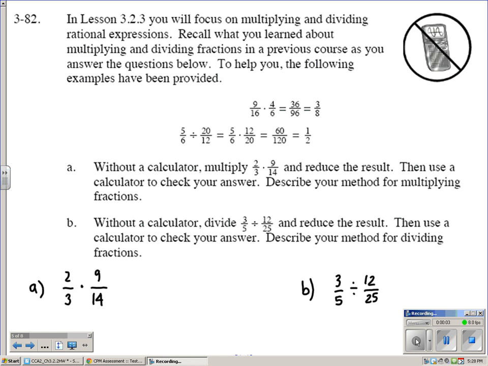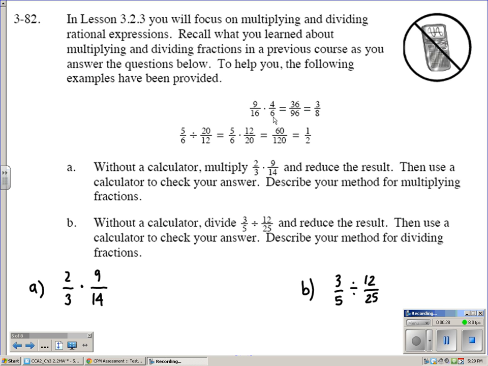Problem 3-82. In lesson 3.2.3, you will focus on multiplying and dividing rational expressions. Recall what you learned about multiplying and dividing fractions in a previous course as you answer the questions below. To help you, the following examples have been provided.